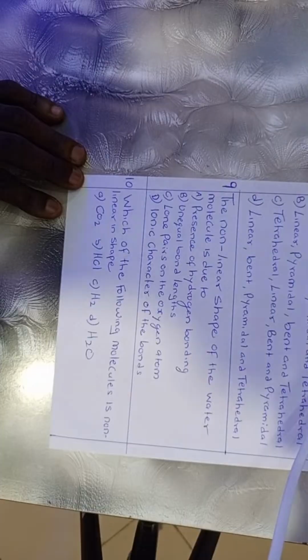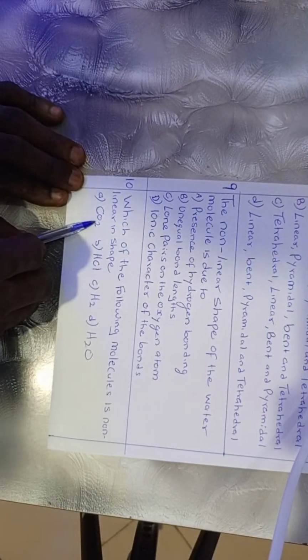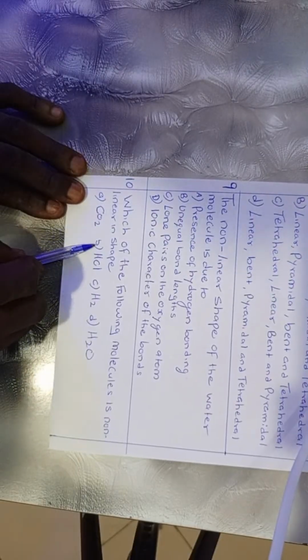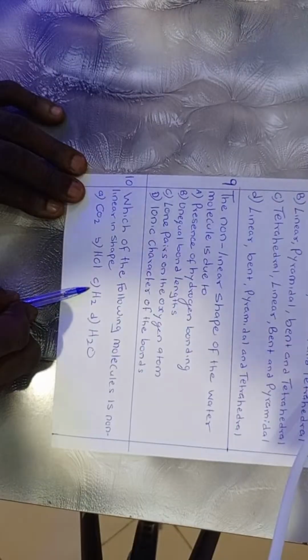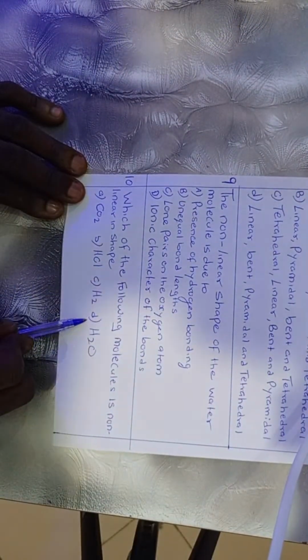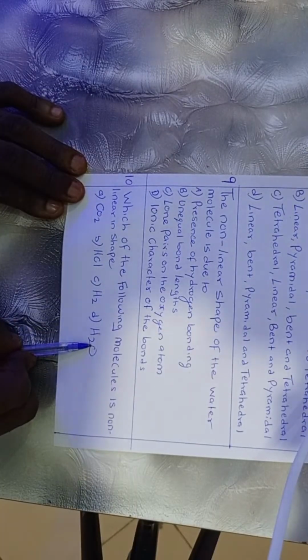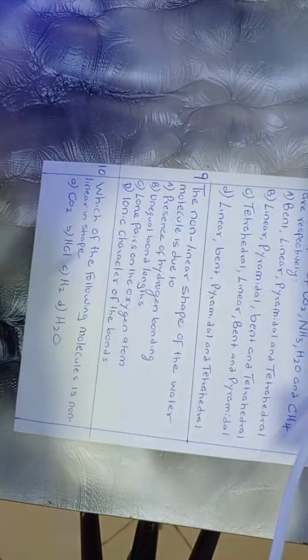And the correct answer there is not option A, because CO2 is linear. Is not option B, because HCl is also linear. Is not option C, because H2 is linear. But it is option D, because water is not linear. Instead, water is bent. So far, so good.